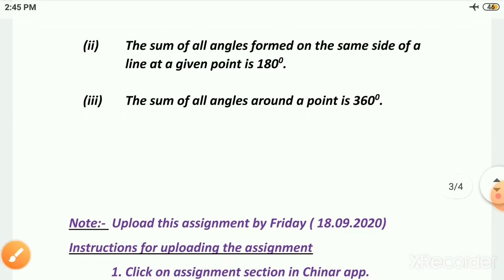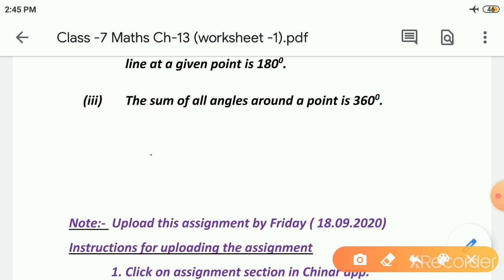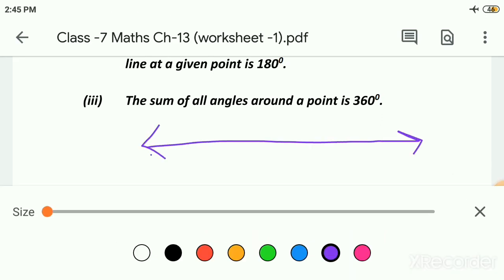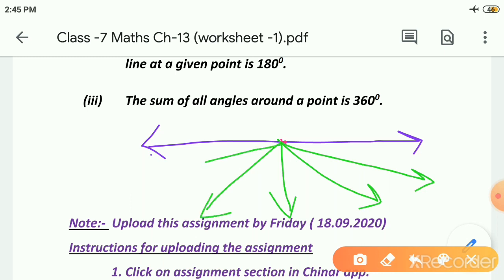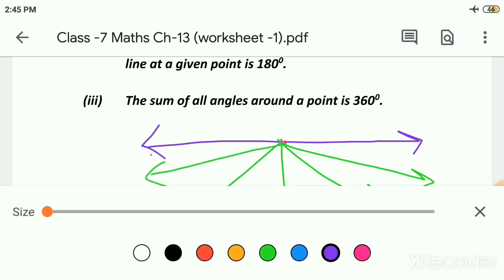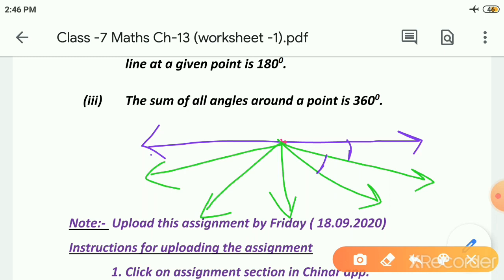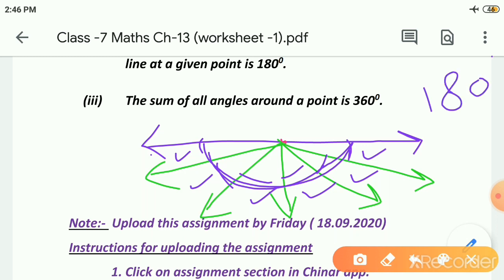I can make the figure in this way also. Suppose this is the line, and I take one common point on this line. At this point, I want to make many angles, but on the same side. So I am making them on the lower side. I can make as many as I want. What I mean to say is that the sum of all the angles formed, 1, 2, 3, 4, 5, 6, when we add them, will give us 180 degrees.